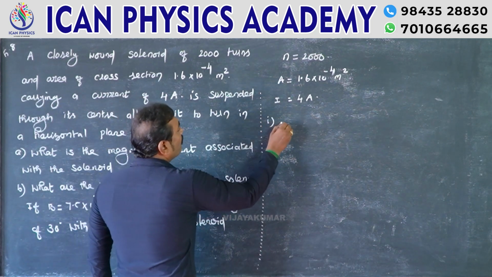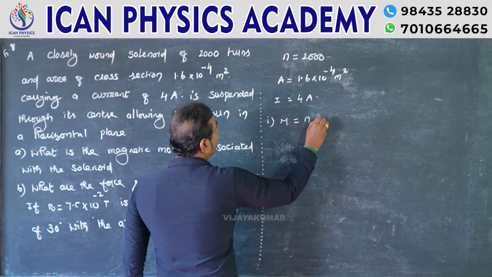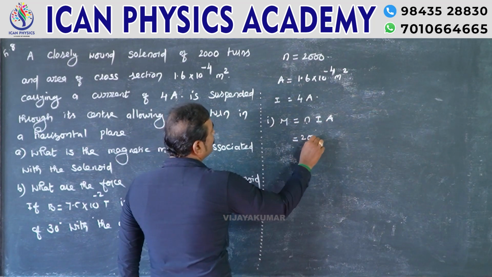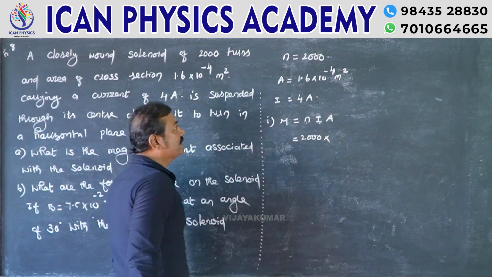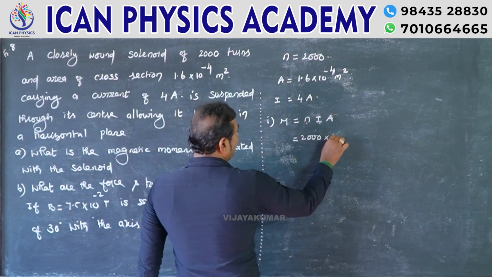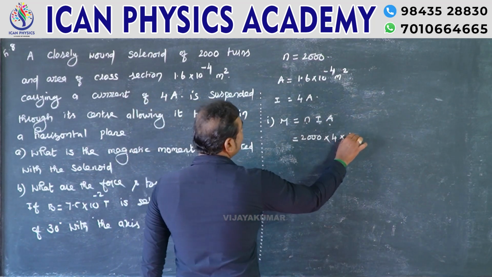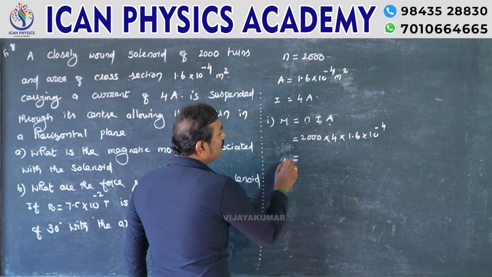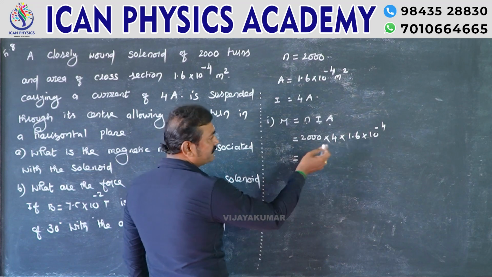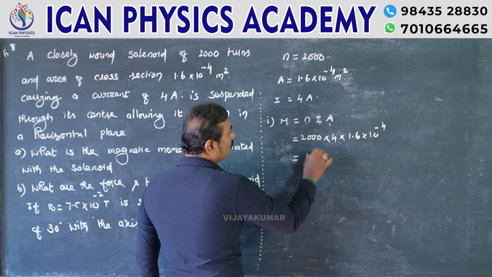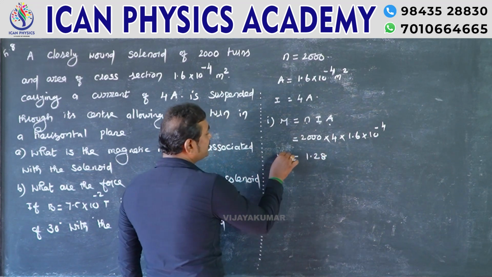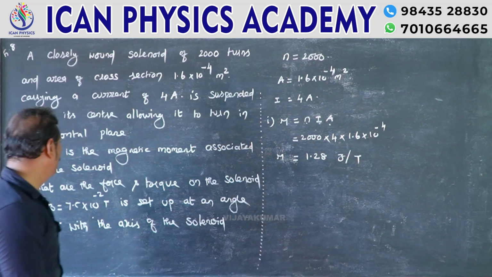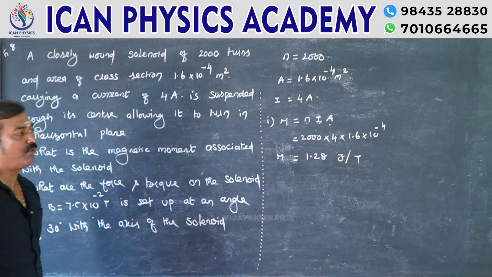So, magnetic moment equal to NIA. So, what is N? Number of turns is 2000 into I is 4 ampere into area, that is 1.6 into 10 to the power minus 4. So, when you multiply and then divide, then you can get 1.28. So much of magnetic moment. This much of Joule per Tesla. Next, what is the force?